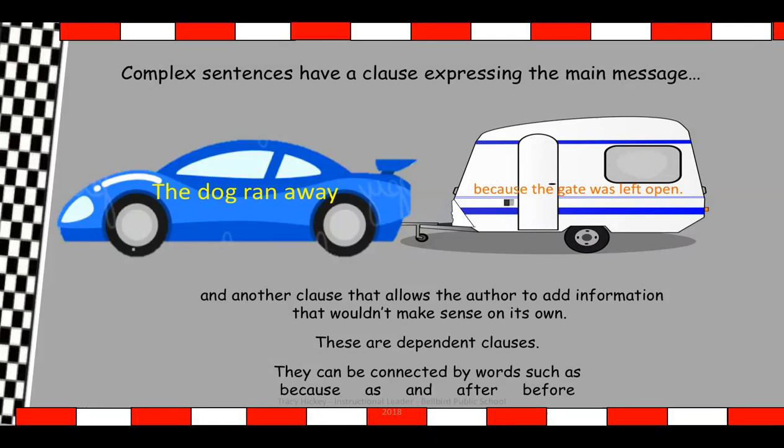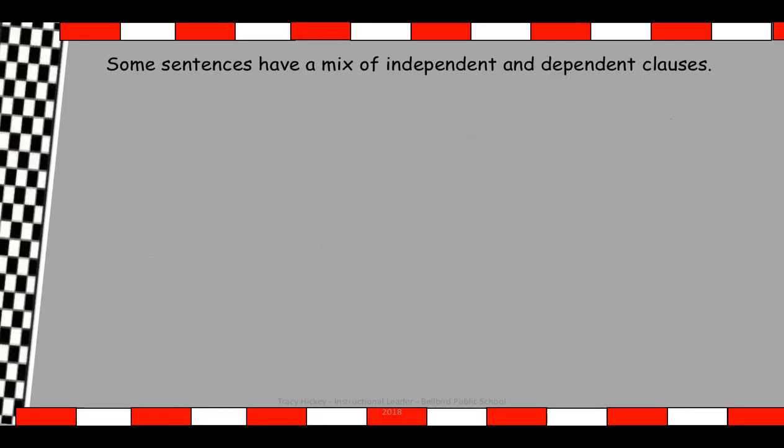So, some words that we can use to connect the independent and dependent clauses for complex sentences are words like because, as, and, after, and before. And remembering that both clauses have a verb, ran and was.